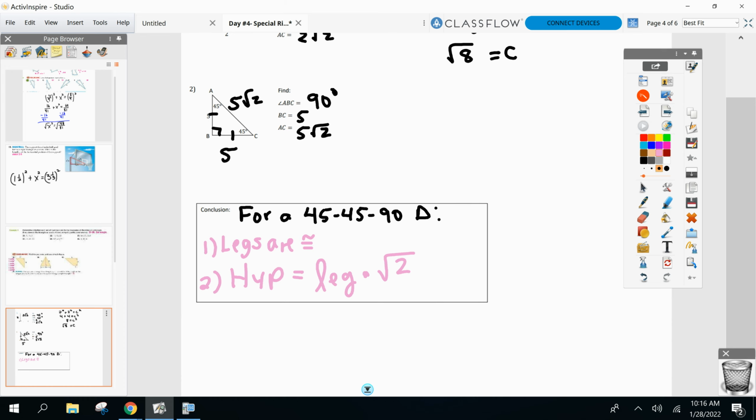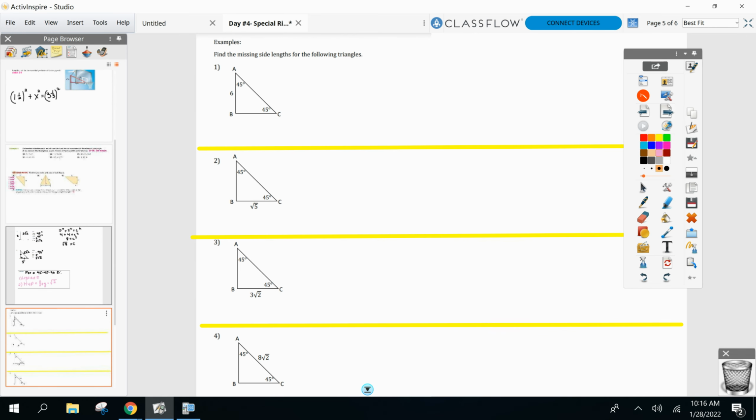So keep these rules handy today. This is the only type of special right triangle we're going to deal with today, a 45, 45, 90. Monday's a different one. All right, so let's practice using them now.